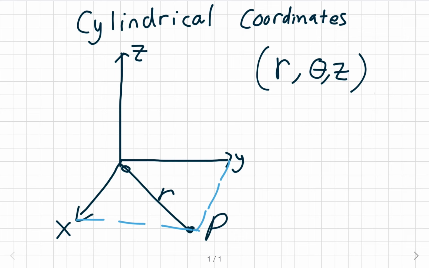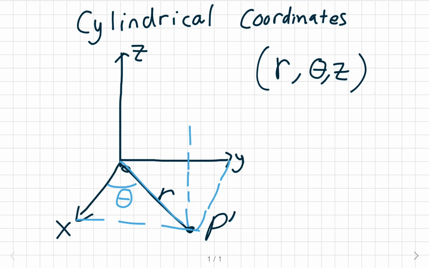Theta is the angle formed between x and this line. So x rotated counterclockwise to this line that reaches point P. How many degrees is that? So that's also an aspect. And then we have a new aspect, z. z is basically still part of the rectangular coordinate. It doesn't change. It just tells you how high up point P is.